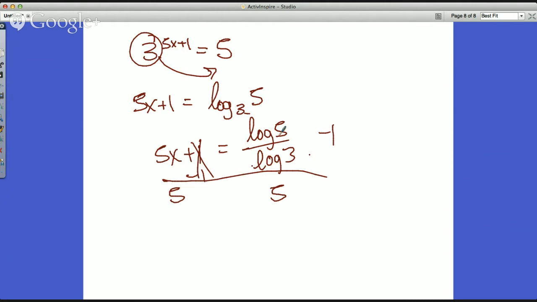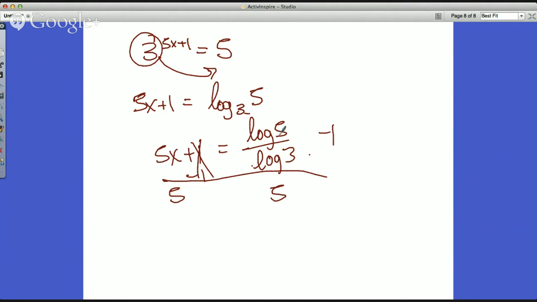Those logs don't cancel. You have to plug it in to get that, right? Correct. You have to actually plug that in to get the value, in your calculator. So log of 5 divided by log of 3, subtract 1, divide that by 5.